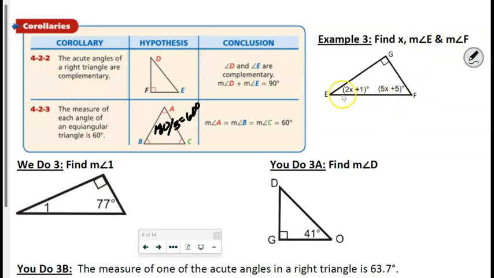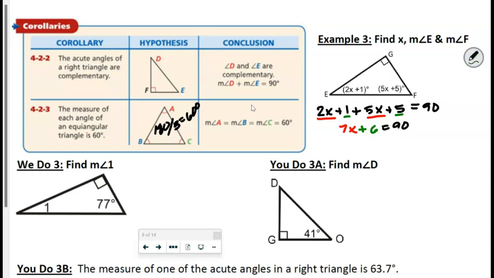Okay, this time again, remember, if 90 is used here, then these two angles are going to add up to be 90. So we can say 2x plus 1 plus 5x plus 5 equals 90 degrees, okay? So once again, we're looking for our like terms, 2x and 5x. That's going to give us 7x. Then we have our 1 and our 5. That's going to be 6. And that equals our 90, right?